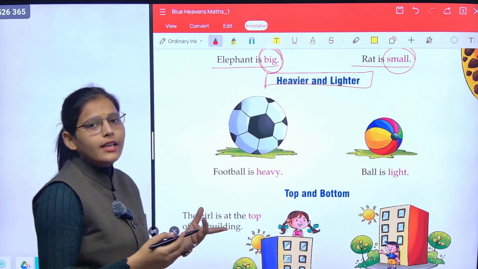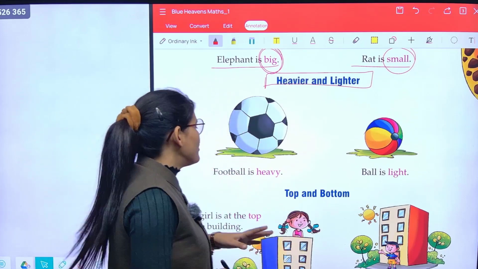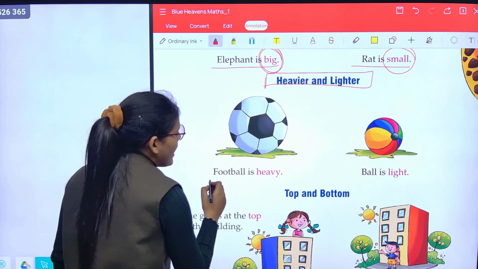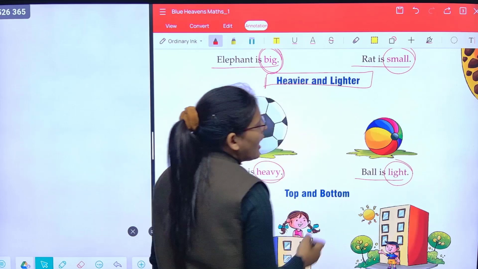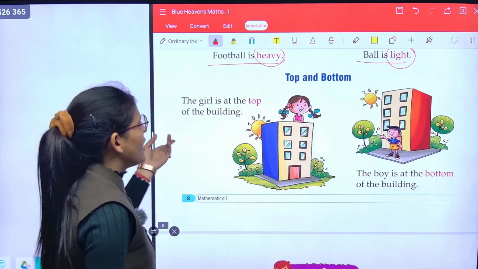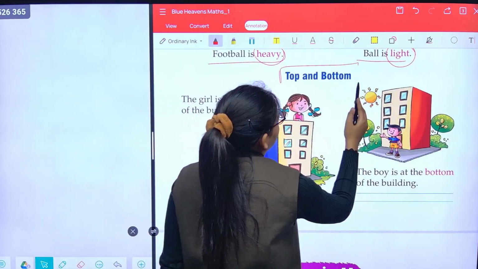Now class, heavier and lighter. Heavier means भारी and lighter means हल्का. So class C, football is heavy. Football is heavy and ball is light. Understand?